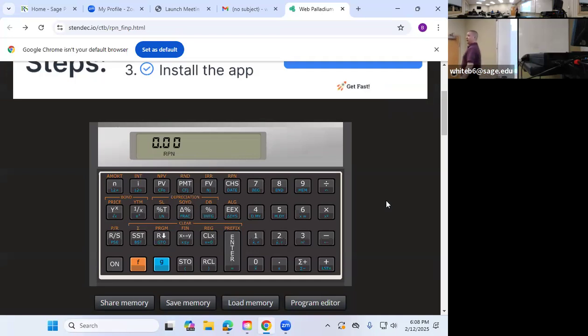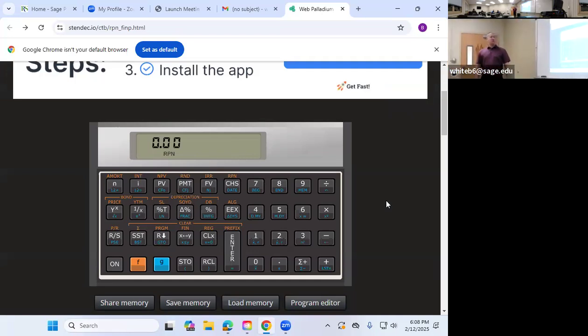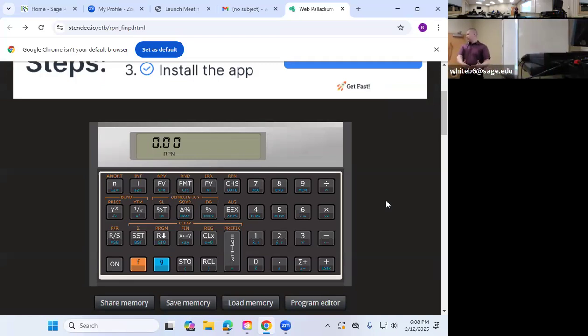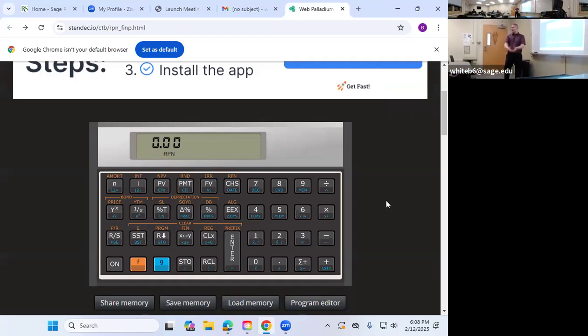FV, which we're going over in the PowerPoint shortly, is future value. What is something worth in the future? That we always want to know. For example, I want to take $50,000 and put it in a CD at 6%. What is it worth in 30 years? I'm solving for future value.